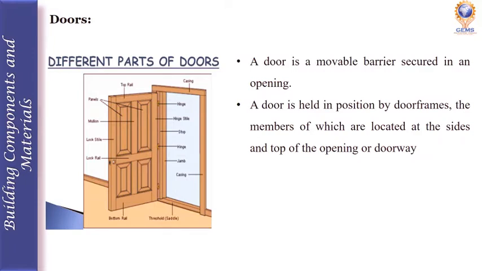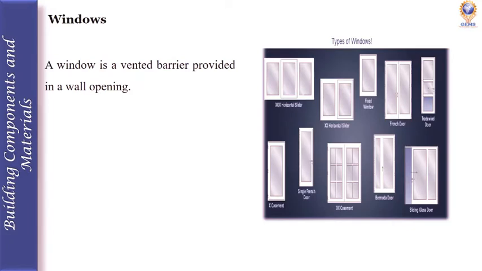Next is window. A window is a ventilated barrier provided in a wall opening. A door is a movable barrier secured in an opening, whereas a window is a ventilated barrier provided in a wall opening. We need a window to admit light and air into the structure, and also to give an outside view to the persons living in the building. Some windows also increase the beauty and appearance of the building.